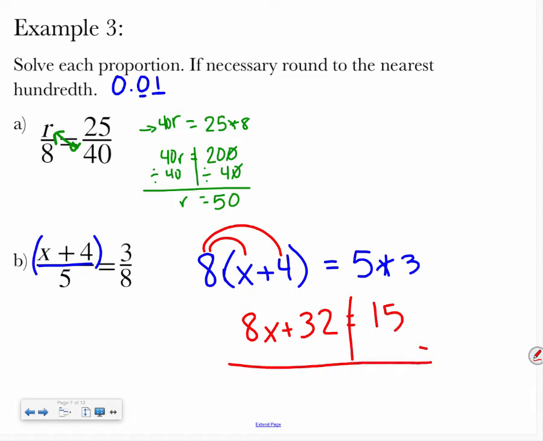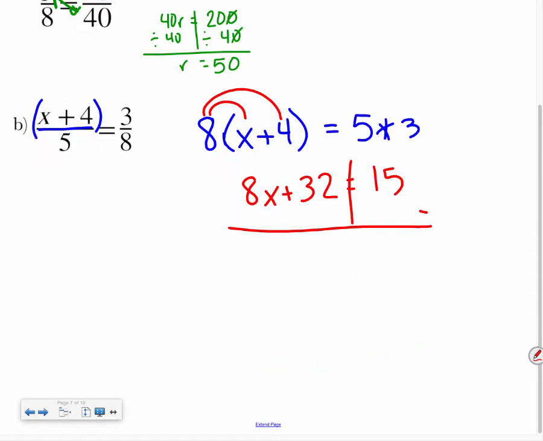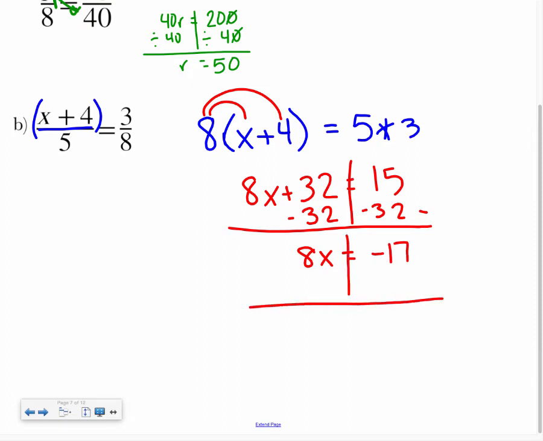And now it's just like solving equations. Remember, you do PEMDAS backwards. So that means I'm going to take care of the addition and subtraction first. So I'm going to subtract 32. Now I have 8x equals, and then 15 minus 32 gives me negative 17. My next step after I tee it up, I need x to be by itself, so I'm going to divide both sides by 8. And now I have x equals negative 17 eighths, or you could say about negative 2.125.